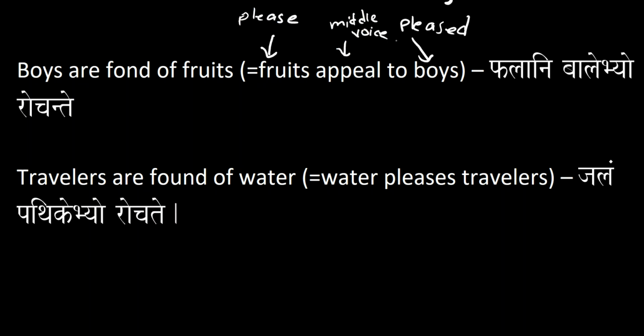So we have phalani balebhyo rochanti. So phalani is the thing that is doing the pleasing. And since it's more than one fruit, this is plural nominative. Phalam, phale, phalani, this is neuter.